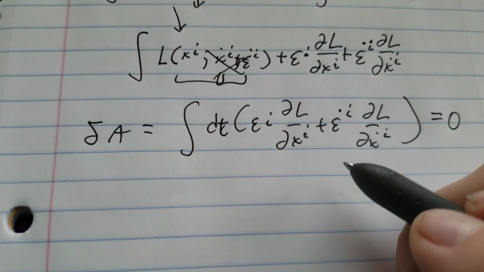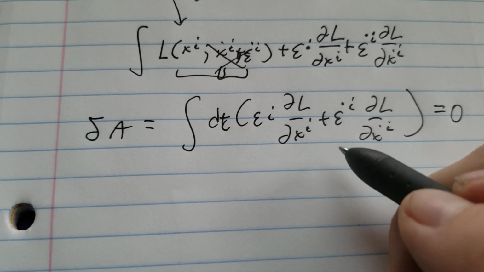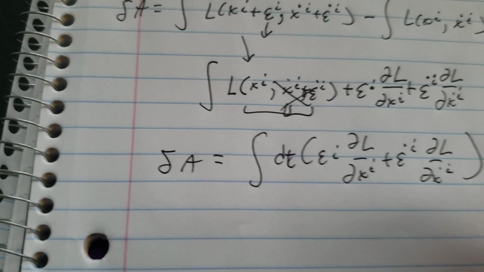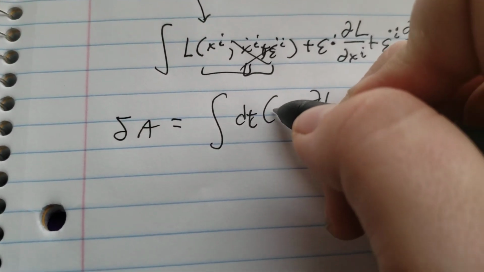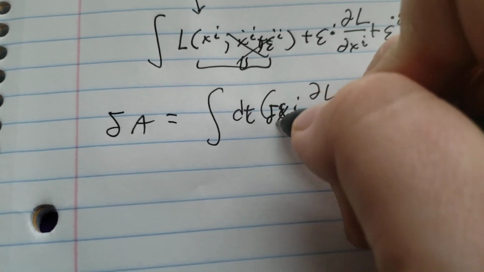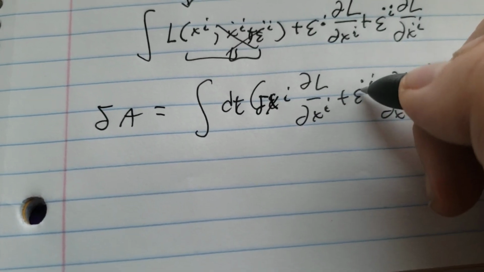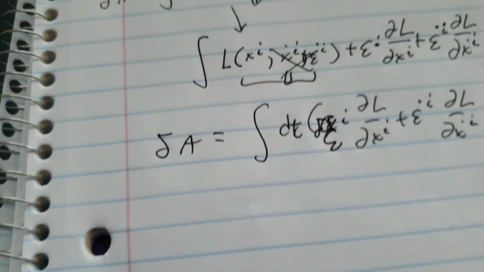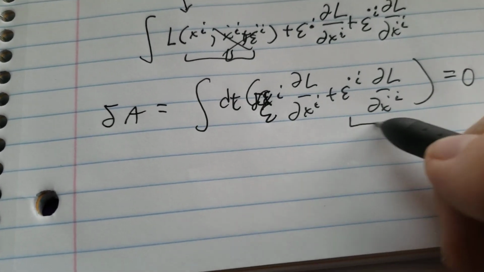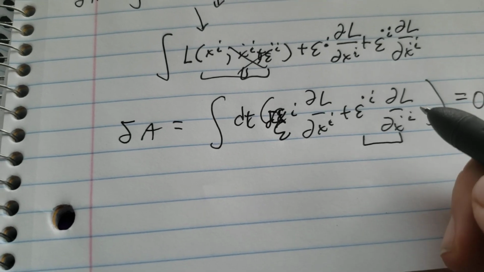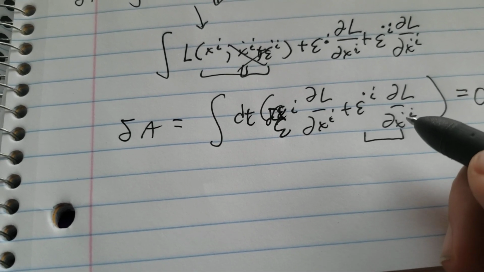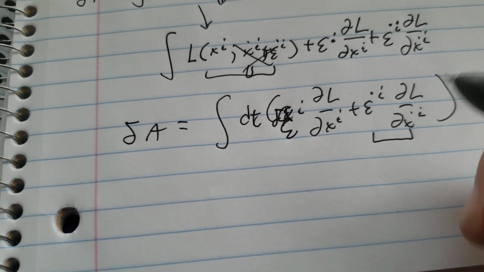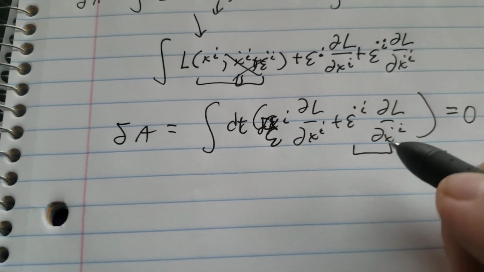Well, I'm going to rewrite the epsilon as delta x. I just, well, that's not necessary. Okay. What we're going to do here is differentiate by parts. No, we're not. Okay. Don't listen to me.